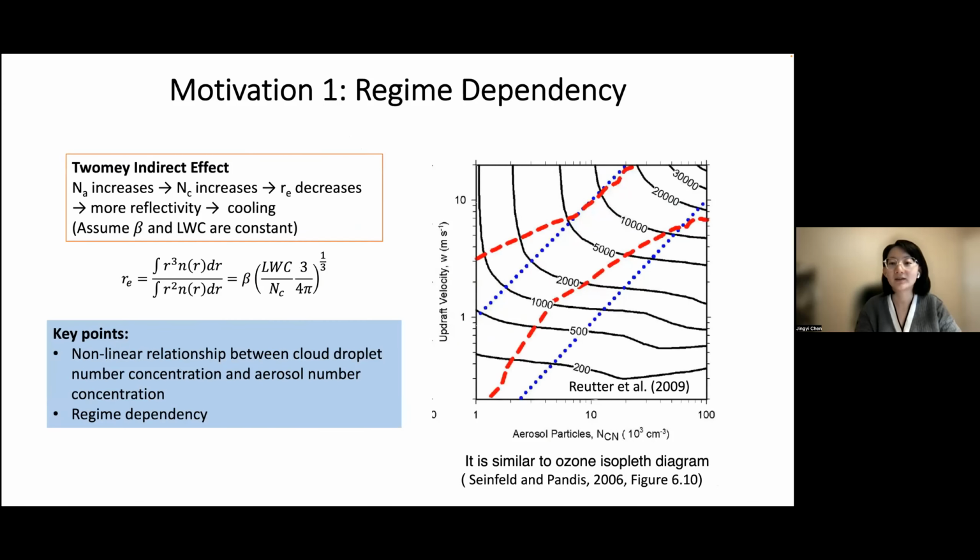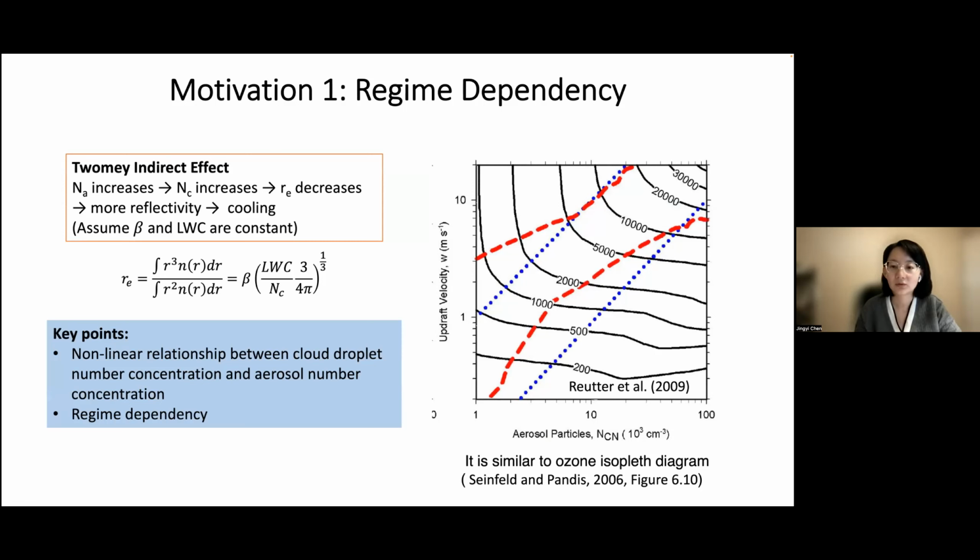The Twomey effect describes that the increasing aerosol number concentration causes increasing cloud droplet number concentration, which hence reduces the cloud droplet size. The parameter we usually use to gauge the cloud droplet size is the droplet effective radius. This one relates to the liquid water content and the cloud droplet number concentration. Also, this effective radius can be parameterized in the form as shown on the slide.